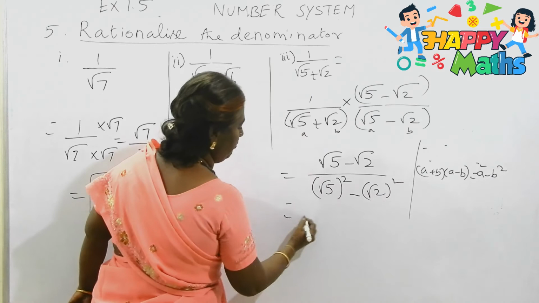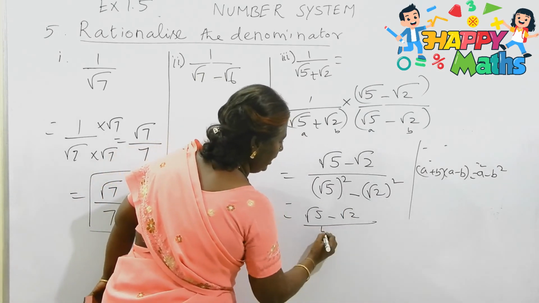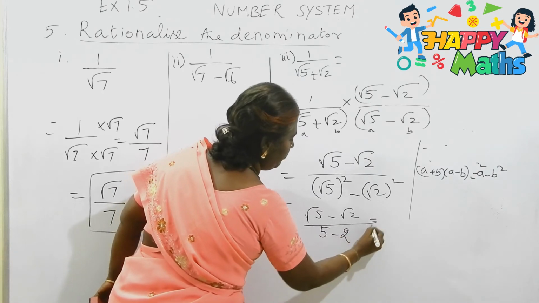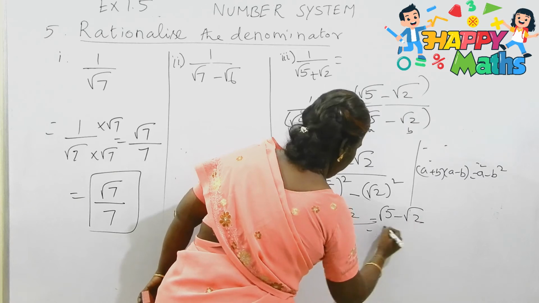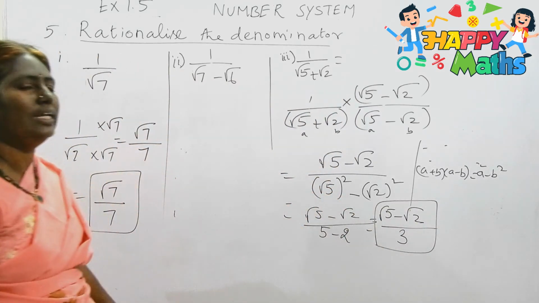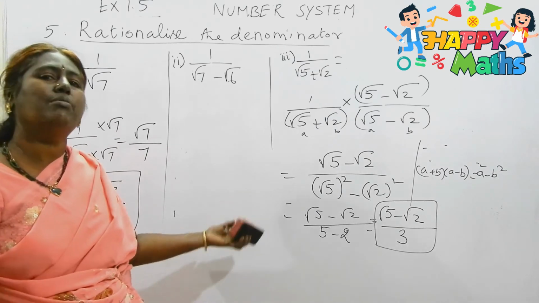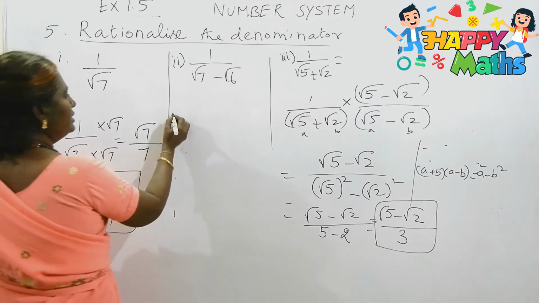What will be your next step? Root 5 minus root 2 as it is in the numerator, and the denominator is 5 minus 2. What is 5 minus 2? Simply 3. So now our denominator is rationalized. That has become a whole number. The same way only here. Shall we do this now?